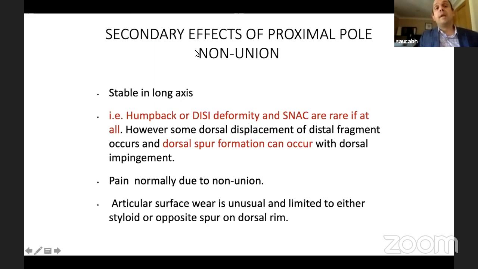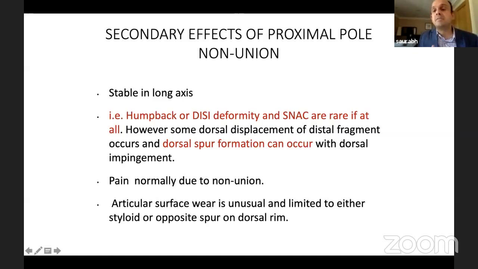Now, again, secondary effects, i.e. natural history. So we know humpback doesn't happen because it's stable in long axis. DISI deformity doesn't happen. So if it's not collapsing, SNAC won't happen. But yes, it can have some dorsal spur formation, some dorsal osteophytes, basically. And as I was telling you, this line is important. Articular surface wear is unusual.